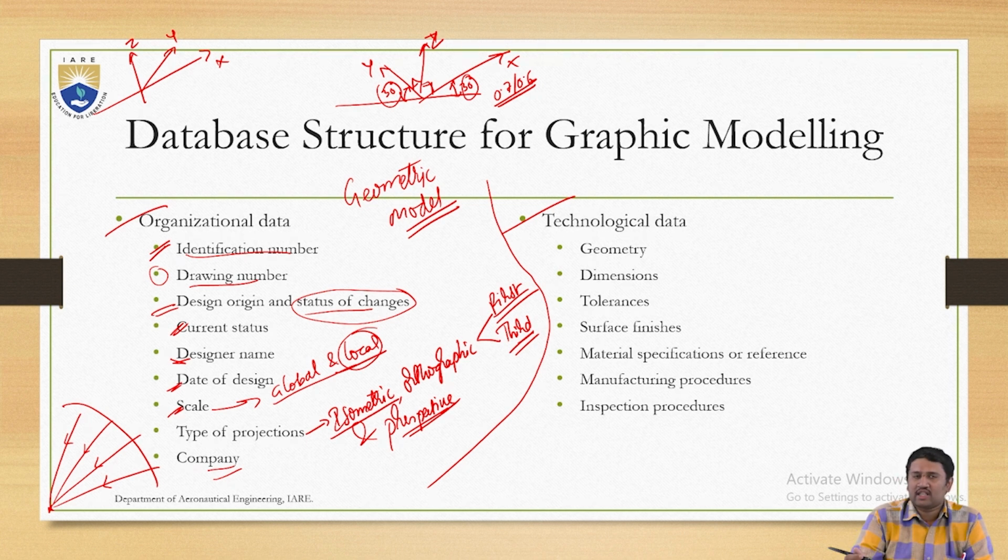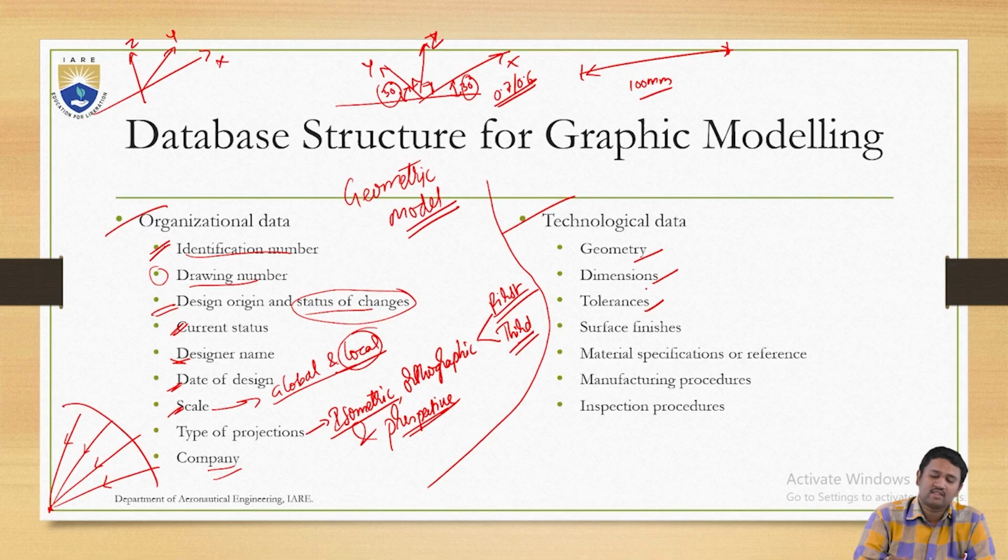Now coming to your technological data, what does it have? Basically, it has a geometry. Whatever the 2D or 3D geometry that you prefer to keep, you will have that. It will have a dimension, defining the length of a line to a particular degree. Let's say it's a 100 mm line. You are defining it.